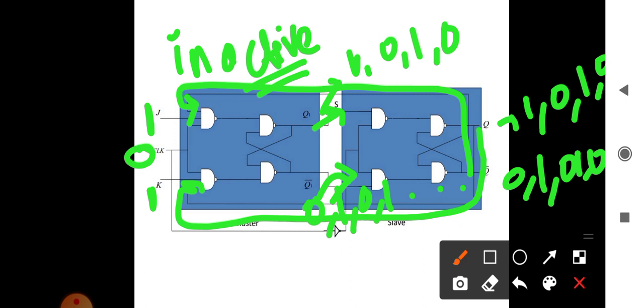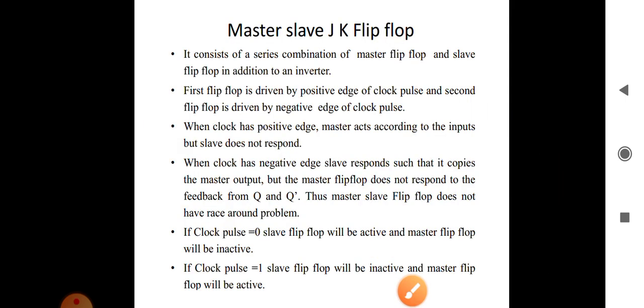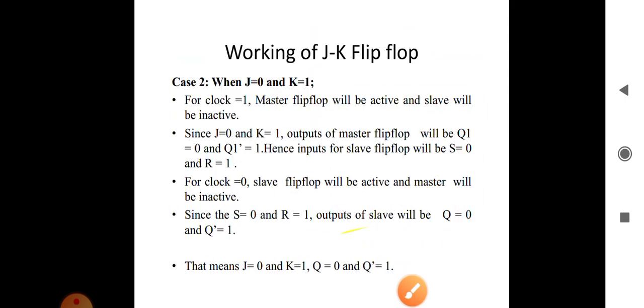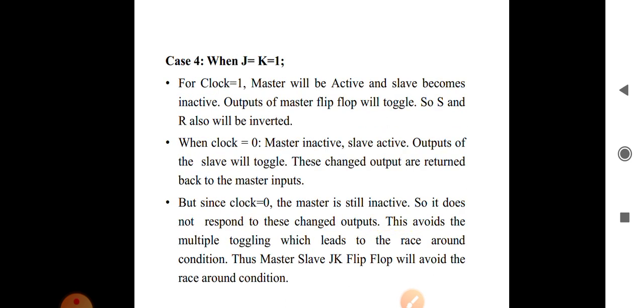Because the master is inactive, the output of this toggling condition does not affect the master input. So it is not affecting the master input. So that is why, since the clock is 0, the master is still inactive, so it does not respond to the changed outputs.